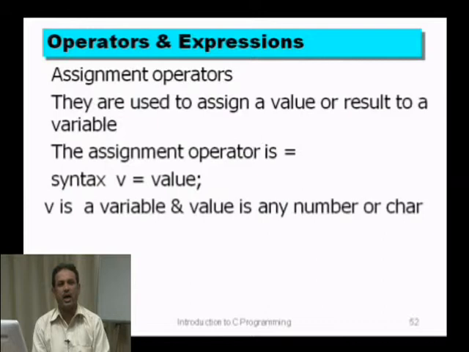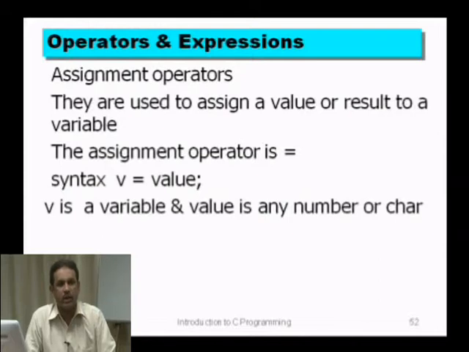Assignment operators are used to assign a value or result to a variable. It may be a value or a particular result. For example, sum is equal to marks 1 plus marks 2 plus marks 3, or total marks of a student, total marks is equal to marks 1 plus marks 2 plus marks 3 and so on. It can be anything. They are used to assign a value or result to a variable.